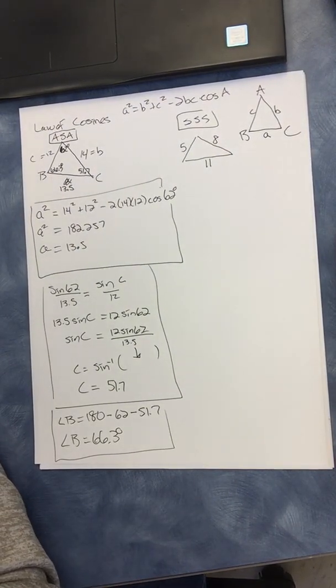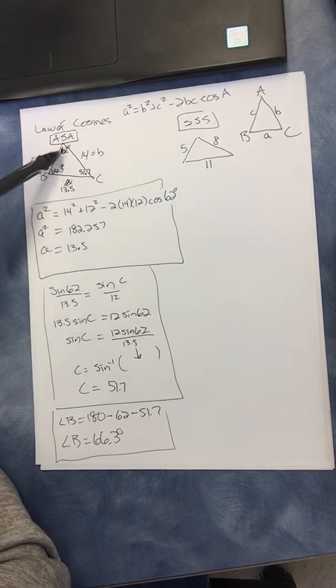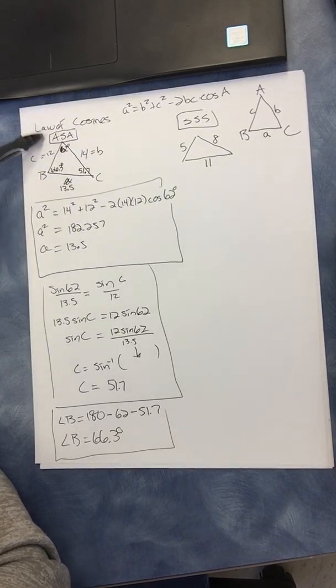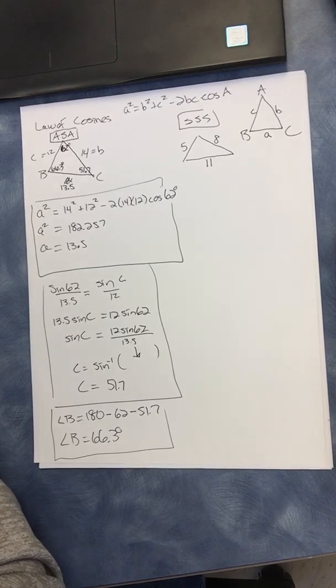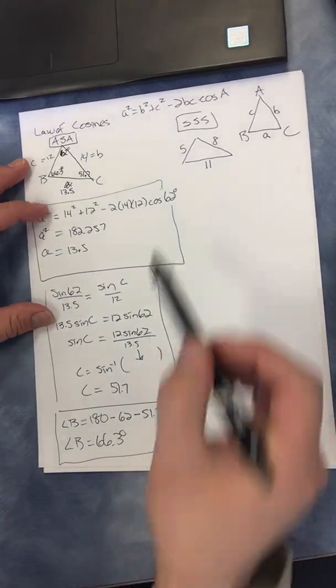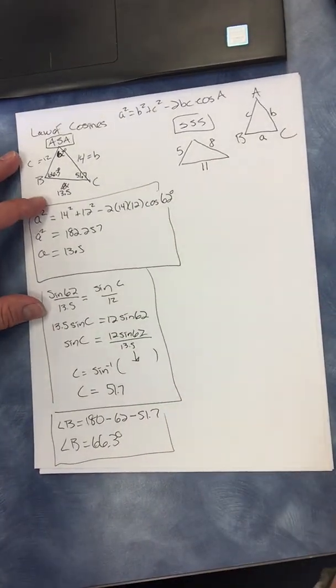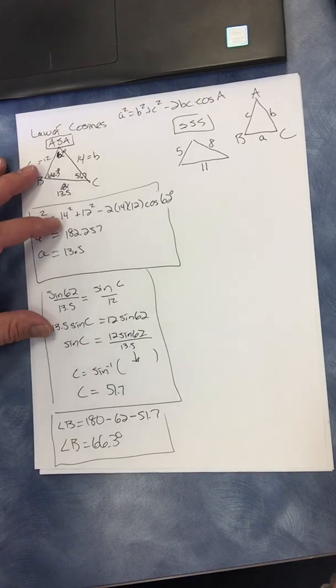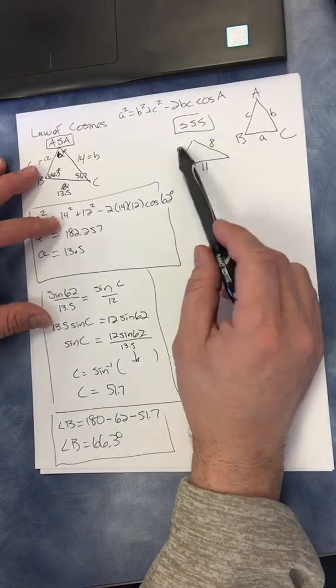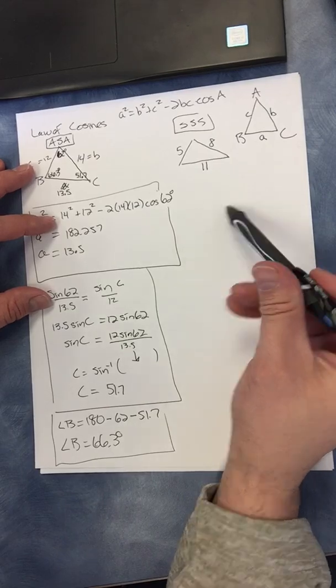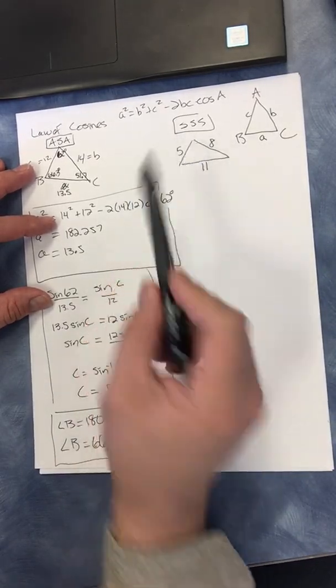Okay, so there's the law of cosines when you're given one angle and the two sides next to it. Side, angle, side. All right, so we also use the law of cosines when there are three sides. The side, side, side triangle. Now, again, I don't know if there's an obtuse angle in here, but if there is one, it's definitely across from this 11. It's right there.